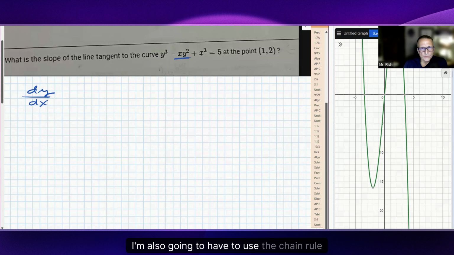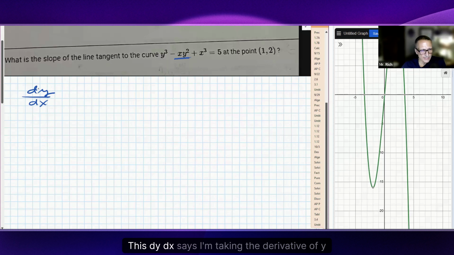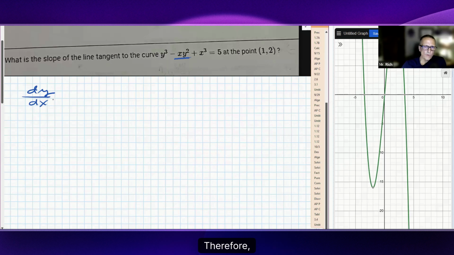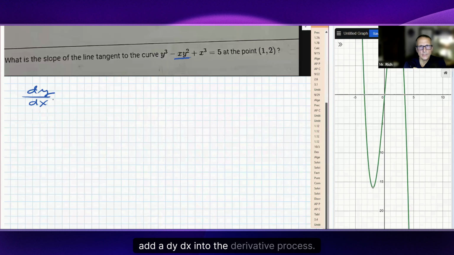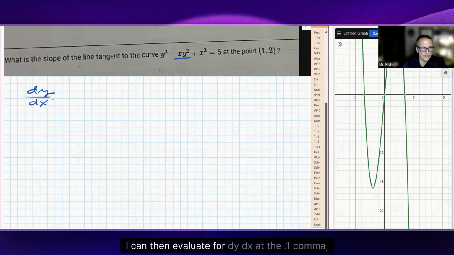I'm also going to have to use the chain rule because I'm taking the derivative of a variable that is not x, right? This dy dx says I'm taking the derivative of y with respect to x. Anytime, therefore, I'm taking the derivative of my variable y, I need to, by the chain rule, add a dy dx into the derivative process. So I'll show you that as we go through. Once I'm able to get the derivative, I can then evaluate for dy dx at the point 1, 2.